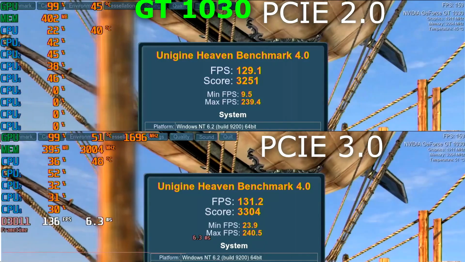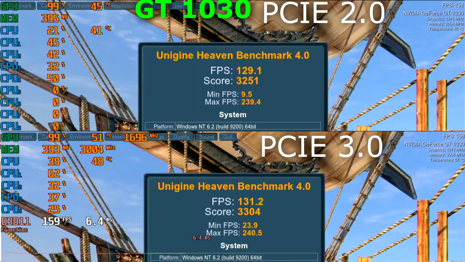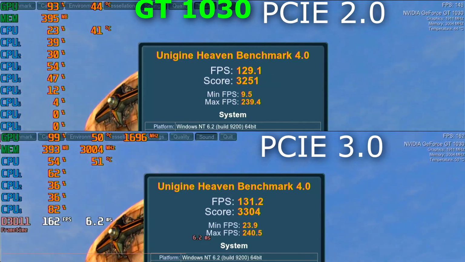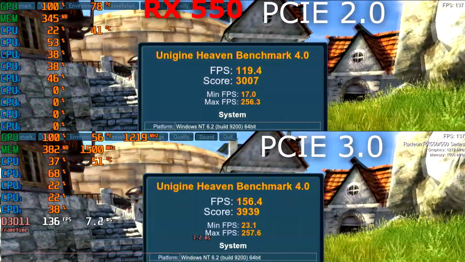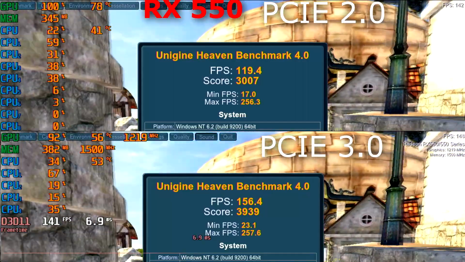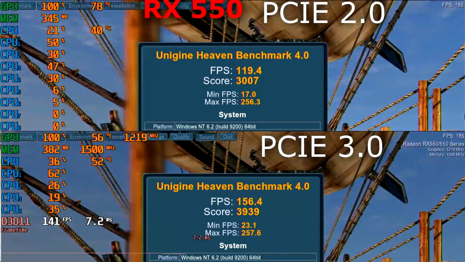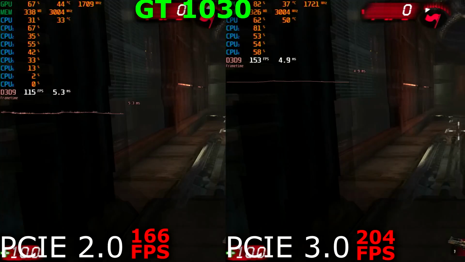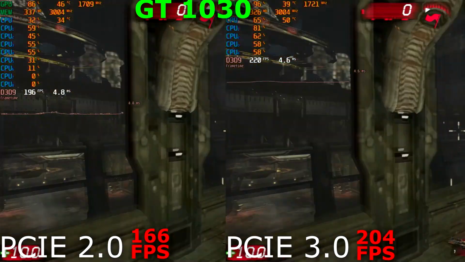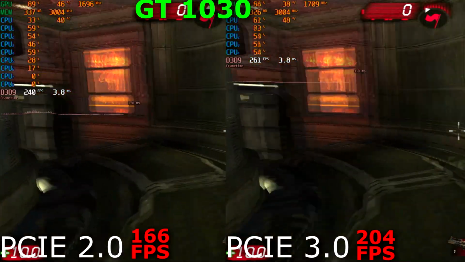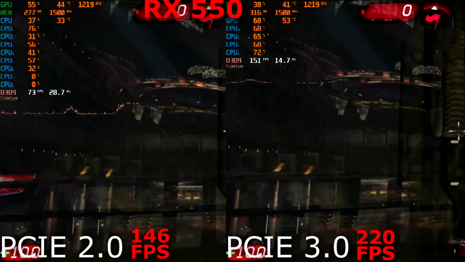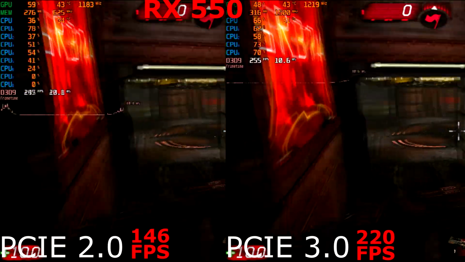Well, in Heaven, the 1030 doesn't seem to be bothered. In both scenarios, the GPU registers as being maxed out, and the frame rates are essentially the same. However, the 550 in Heaven shows a huge improvement, with an average frame rate nearly 40 FPS higher. In Unreal Tournament 3, the 1030 rendered on average nearly 40 FPS higher using PCIe 3. But the 550 rendered nearly 75 FPS higher on average than it did under PCIe 2.